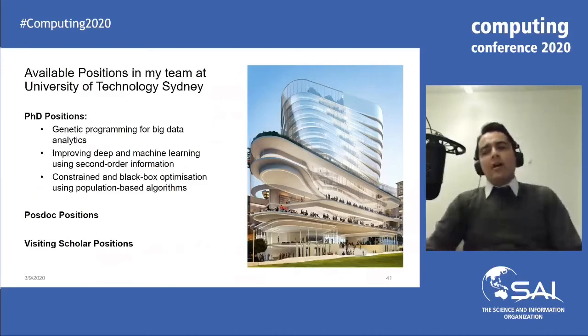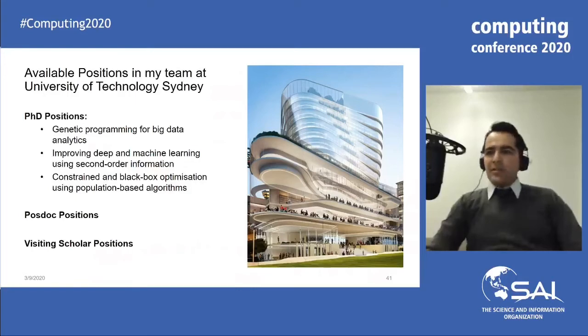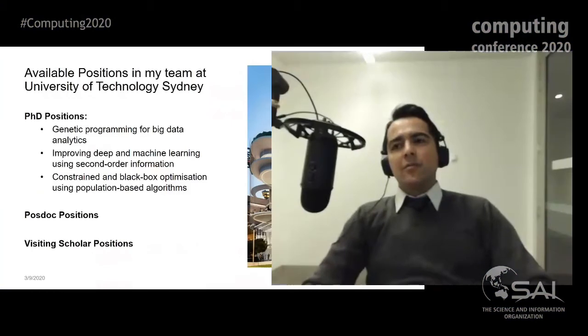As I mentioned at the beginning, evolutionary computation has so many applications, and at UTS we are doing several different evolutionary computation studies. You can see our lab and our studies. We have several open positions for PhD, postdocs and visiting scholars. Feel free to contact me if you have any question regarding evolutionary computation and genetic programming in particular.